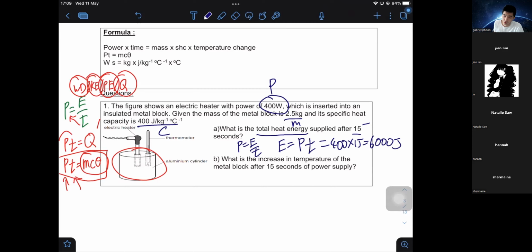While it is true that Q is equals to MCθ, given the scenario, if we do not have enough information, obviously we cannot just simply use the formulas, right? So be careful when you're substituting your formulas.